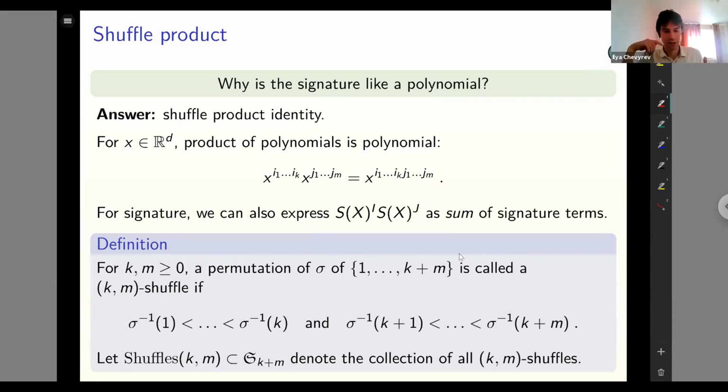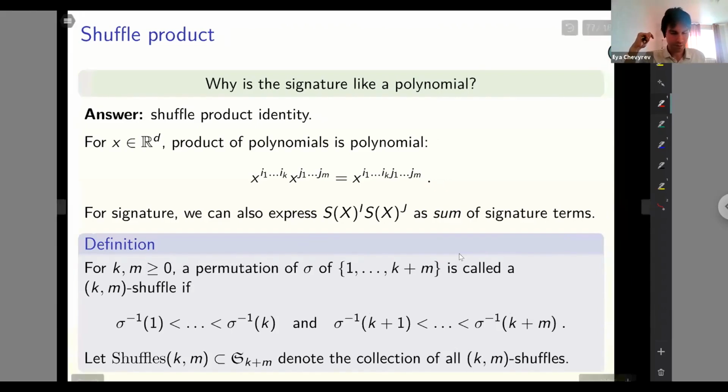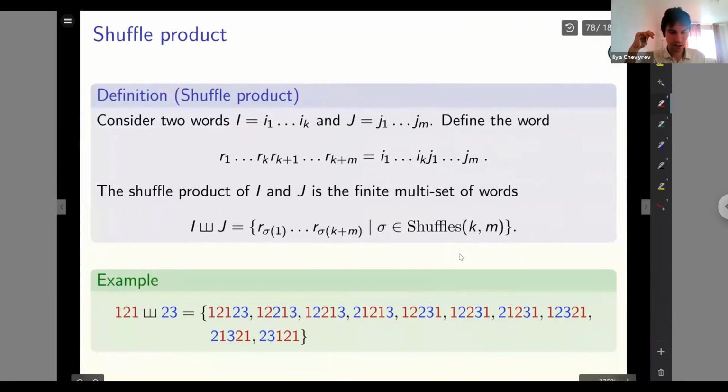Last time I motivated the shuffle product with the question of why the signature is like a polynomial. So I gave this definition of shuffles. I defined what the shuffle product was for two different words. And the simplest way to understand it is just to look at an example, like the one on the bottom.